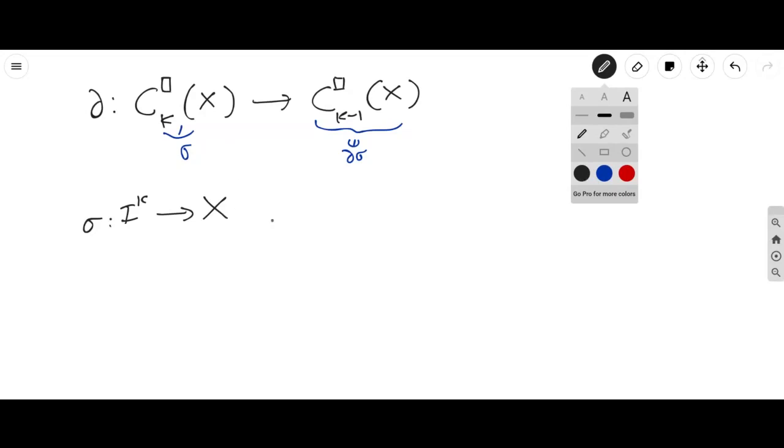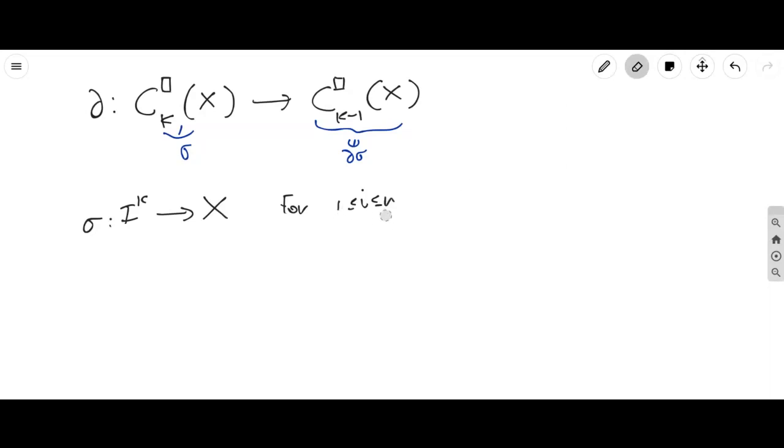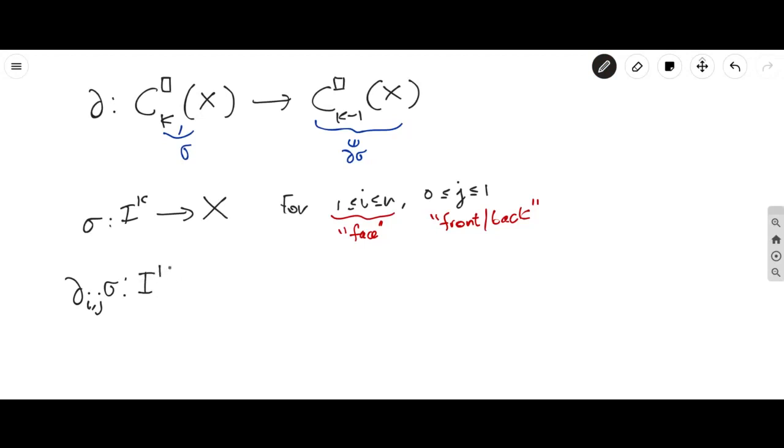And here's what you do. So for i between 1 and n, so here the indices go from 1 to n, not from 0 to n. And the other index, which at the moment might be a little bit confusing, but you will see what it does, is going from 0 to 1. Now, the intuition here is that this one is supposed to represent the side of the cube, you can say the face. And this one is supposed to represent front or back. That's the idea. And you're going to define the boundary i comma j of sigma. And this is going to be a mapping on one smaller dimension.